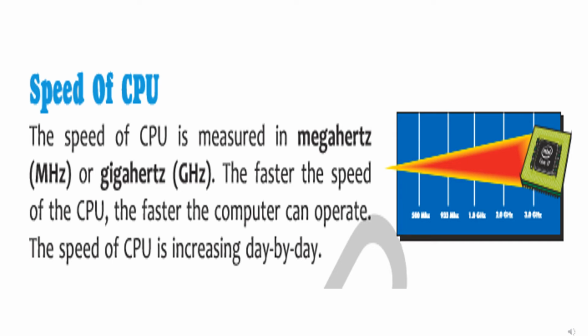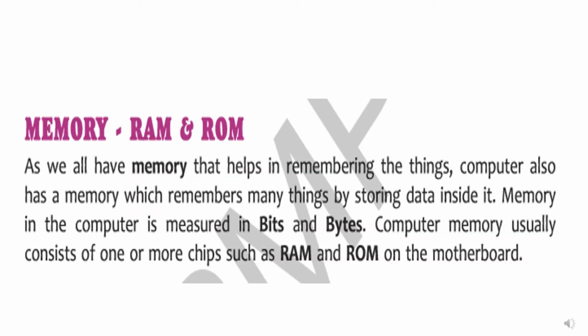Children, do you know the units in which the speed of CPU is measured? Yes, that is megahertz or gigahertz. The faster the speed of CPU, the faster the computer can operate. And day by day its speed is increasing. Let us discuss memory now.